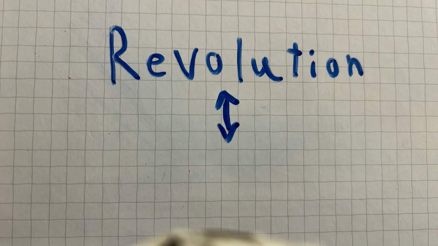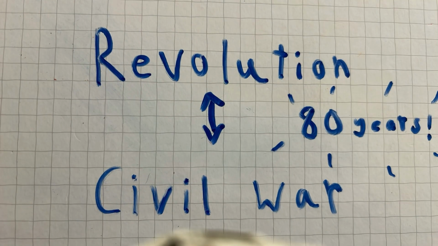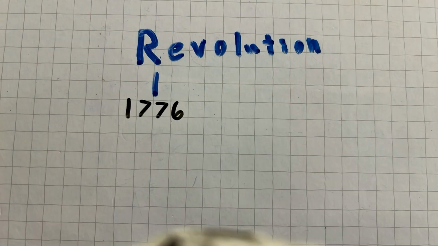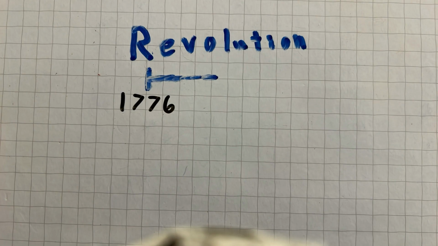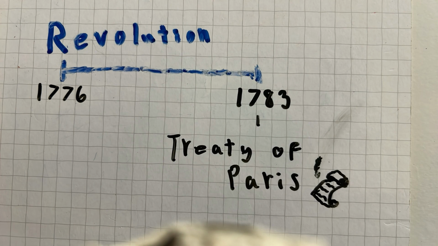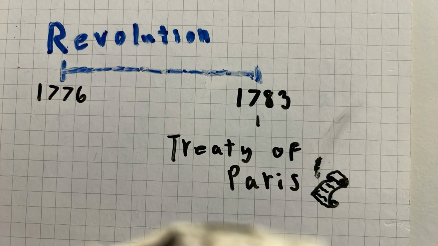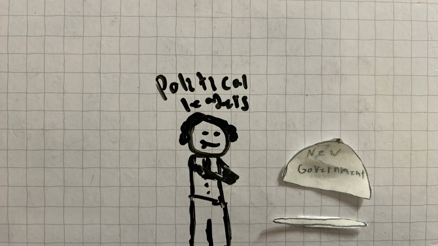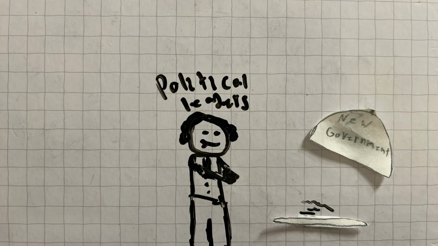The American Revolution and the Civil War are so often discussed, but the period of time, a little less than 80 years between them, affected the country almost as significantly as both of them. The Revolution ended in 1783 with the Treaty of Paris, and the new nation of America was freed from British ruling. The political leaders were eager to build their new government.